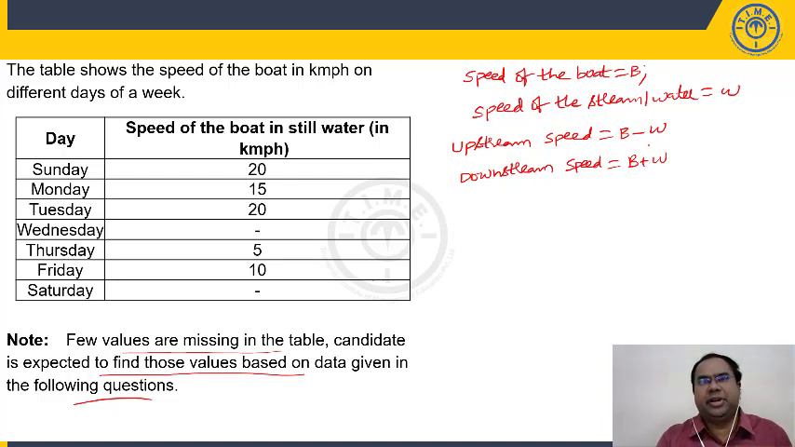What is upstream speed? Your boat is moving in this direction, water is coming in the opposite direction. Speed of the water will resist the boat, right? So obviously B is greater than W, so the speed of the boat will come down. So upstream speed is B minus W. Downstream, the boat is moving in this direction, water also moving in the same direction. Speed of the water will push the boat. So upstream speed is B minus W and downstream speed is B plus W.